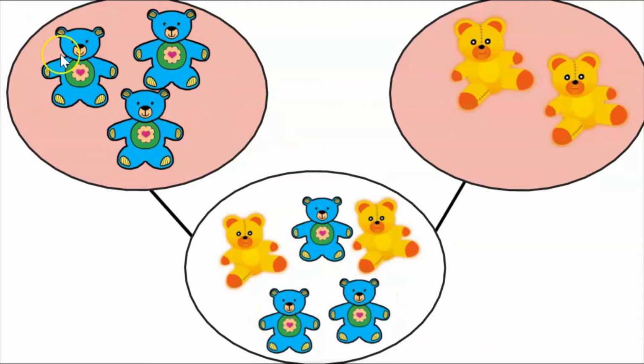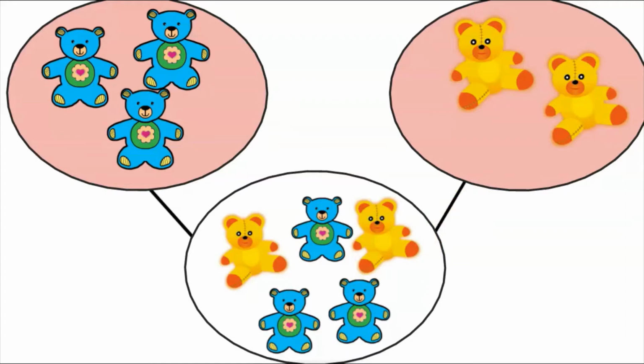Let's talk about our parts. How many bears are at Samantha's house? 1, 2, 3. We have 3 bears at Samantha's house. How many bears are at Frank's house? 1, 2. We have 2 bears at Frank's house. One part is 3, one part is 2. When we put 3 and 2 together, we make 5.